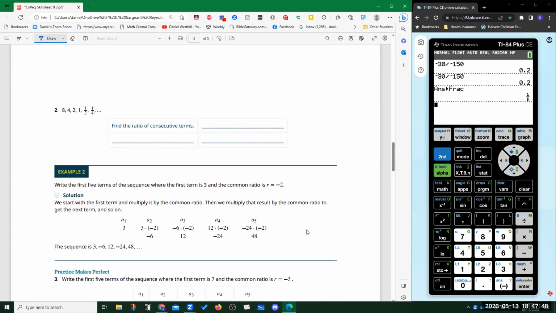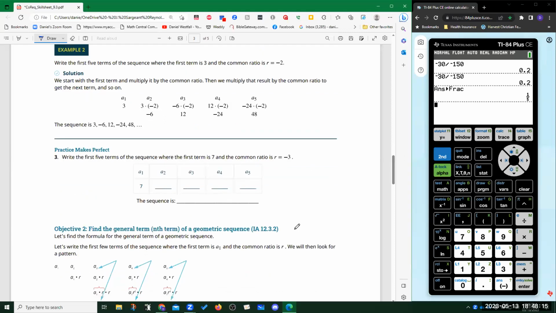8, 4, 2, 1, 1/2, 1/4. We've actually seen this particular ratio up above. So in this sequence, 4 divided by 8 is a half, 2 divided by 4 is a half, 1 divided by 2 is a half, a half divided by 1 is a half, 1/4 divided by a half is a half. So yes, it is. R is equal to 1/2.